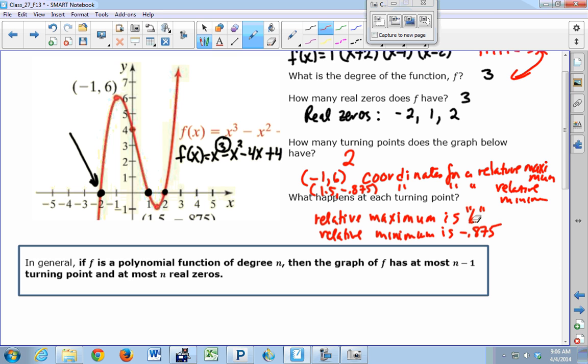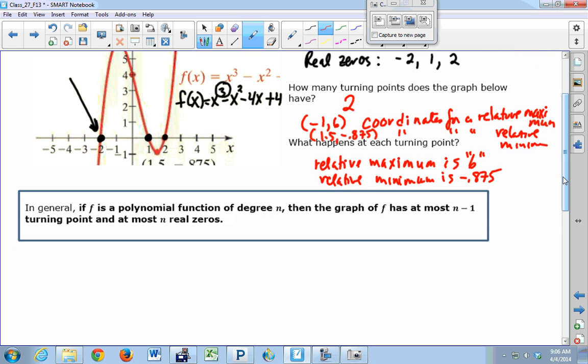That's what happens at each turning point. You only have to visualize it. You can see it in your mind if you think about what happens to your function at each of those points. So this is important right here. That's why it's in a box. In general, if f is a polynomial function of degree n, then the graph of f has at most, and that's very, very important language, at most n minus 1 turning points, and at most n real zeros.